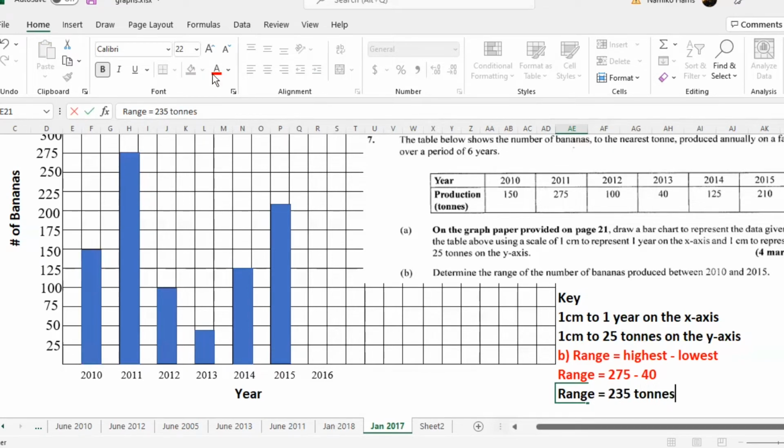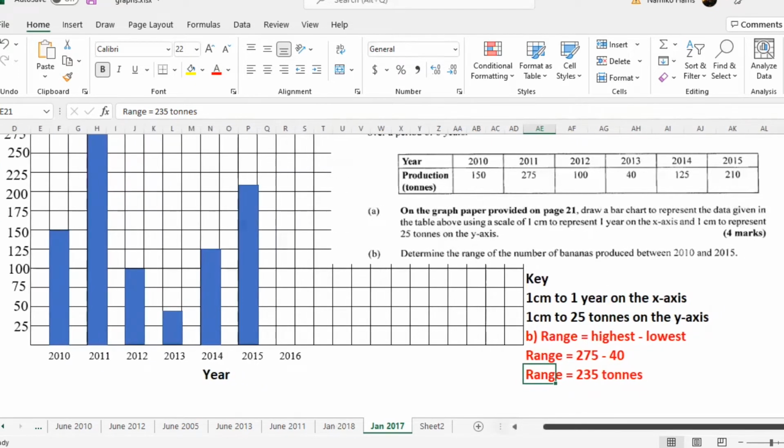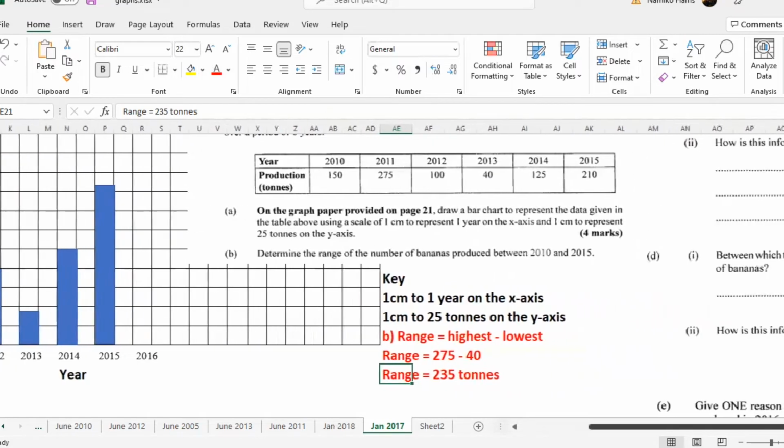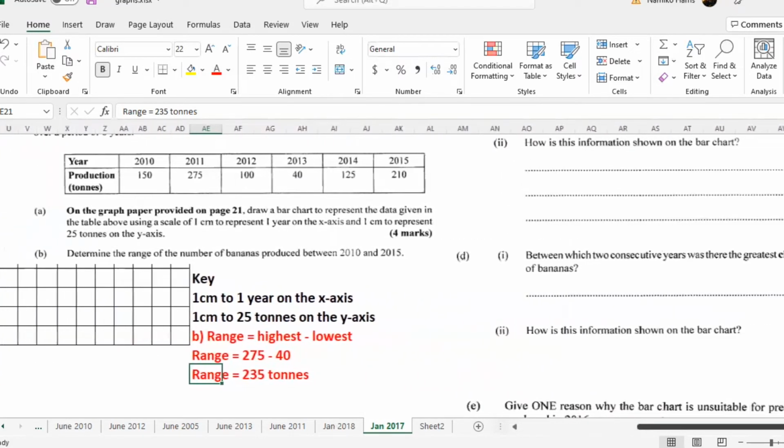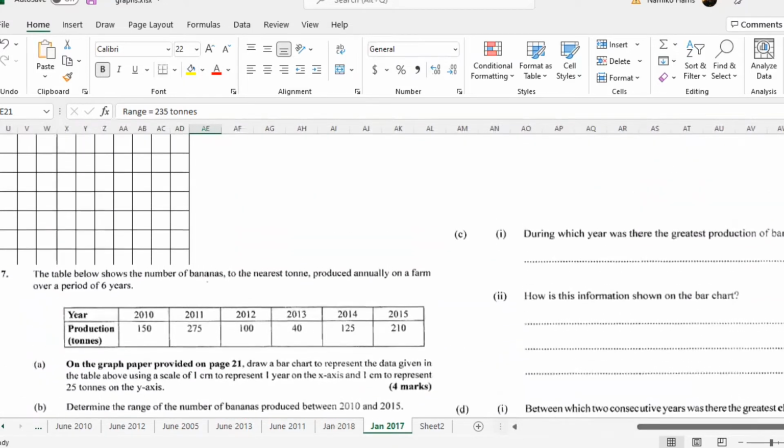And that is our answer for part B. So our range is the difference between the highest and the lowest, and our highest production was 275, our lowest production was 40, and we find the difference between those two numbers and we get our range. So let's now move on, so that was part B.